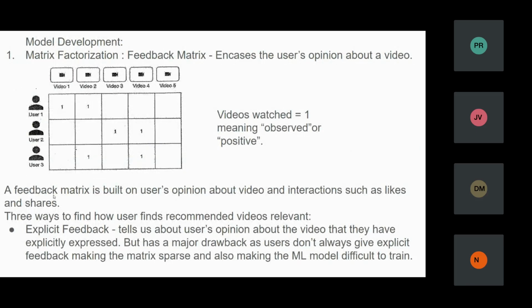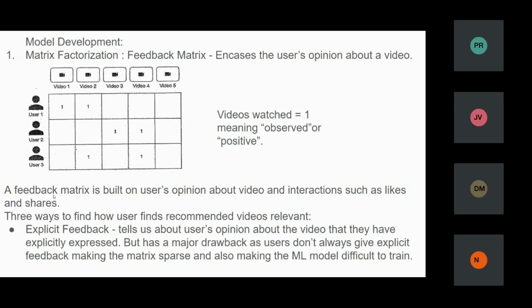For matrix factorization, we have to understand the feedback matrix, which captures the user's opinion about the video. You can see in the diagram below that a video the user has interacted with has the value of 1. That is how the feedback matrix is formed. A feedback matrix is built on users' opinions about videos and interactions such as likes and shares.